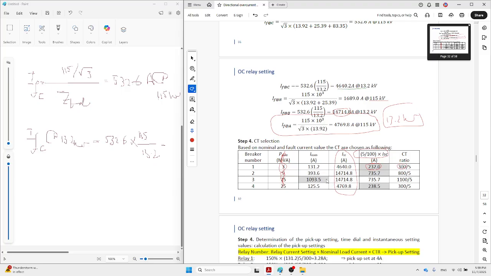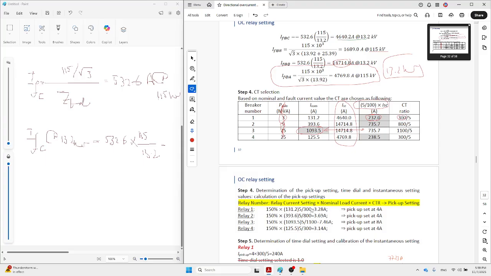Here is the example. Every time we have a transformer, the nominal current of the transformer is a headache. So the CT here must be selected as 1100 over 5. And finally, for this one it is 300 to 5. Okay. Next step is to coordinate and find out the PSM of the relays.